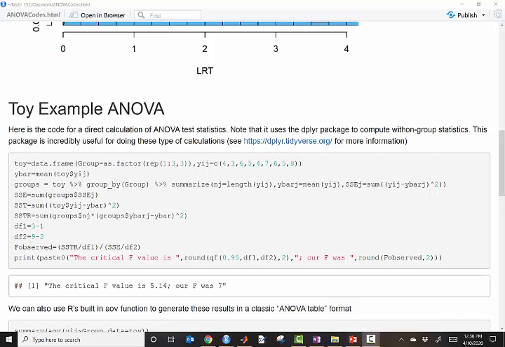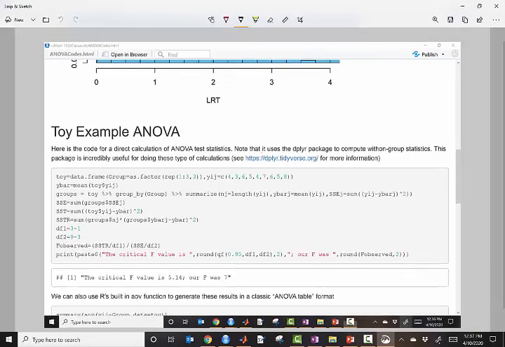Now, to break down this code, I would also recommend that you familiarize yourself with the dplyr package. It's a very useful package whenever you want to summarize things in R. So I put a link to this package in this supplementary document, link to a help file for that data. So take a look at that and I'll explain how I'm using this code.